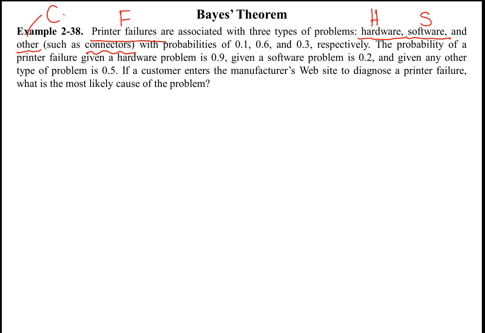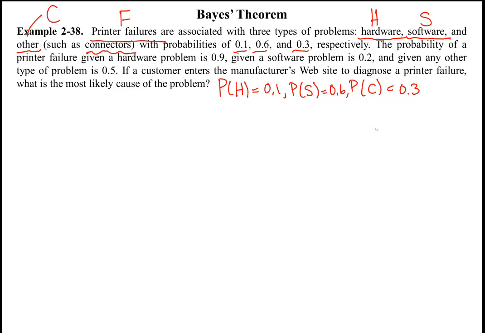These problems occur in a printer with the given probability values here: 0.1, 0.6, 0.3. So let's be very careful right now and just label that symbolically. The probability of a hardware problem is 0.1. The probability of a software problem is 0.6. And the probability of a connector or some other type of problem is 0.3.